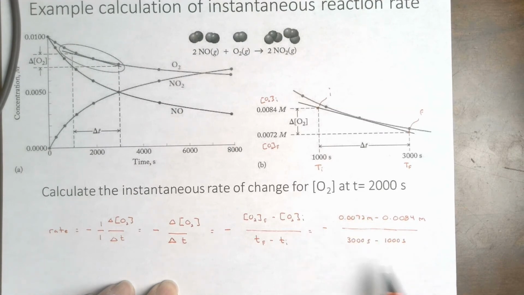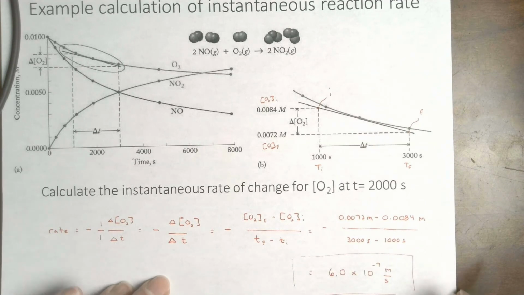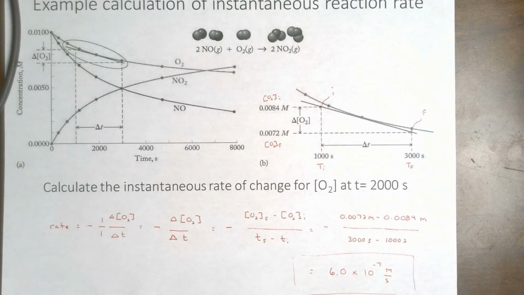And now we've got an expression. It's all numbers. It's just doing the subtraction and the division. And you punch it into your calculator and you find that the rate of reaction for oxygen is going to be 6.0 times 10 to the minus 7th molar per second. Instantaneous reaction rate: finding the slope of a tangent to the concentration versus time curve.